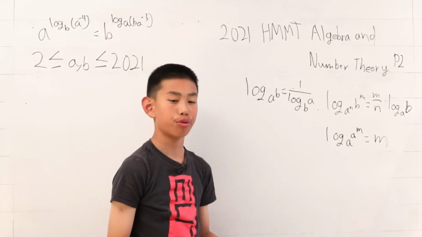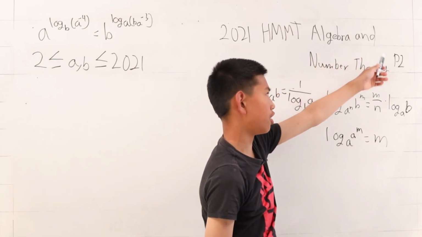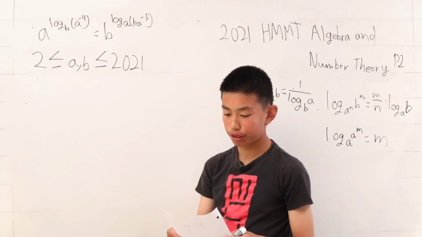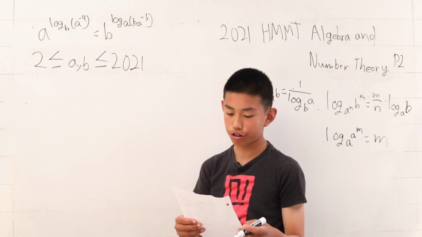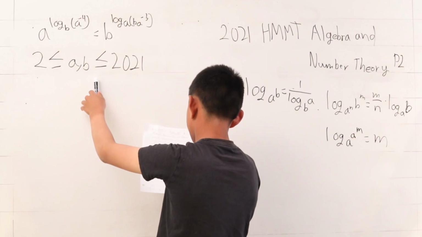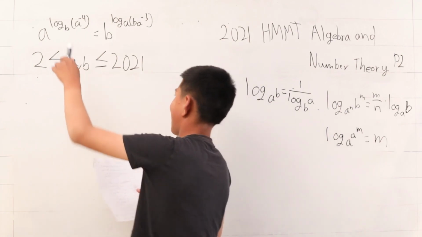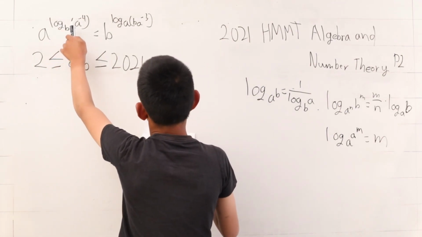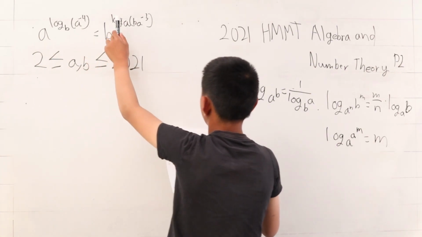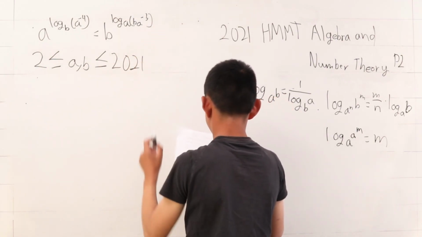Today I'm going to walk you through how to solve problem 2 of the HMMT Algebra and Number Theory round of 2021. We want to compute the number of ordered pairs of integers a and b with 2 ≤ a, b ≤ 2021 that satisfy the equation a^(log_b(a^(-4))) = b^(log_a(ba^(-3))).